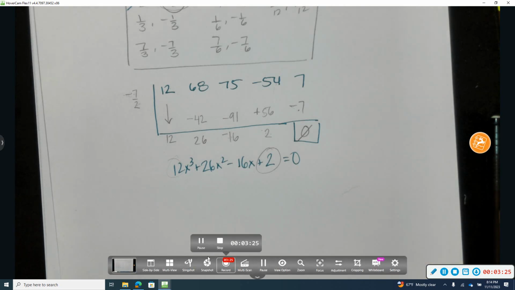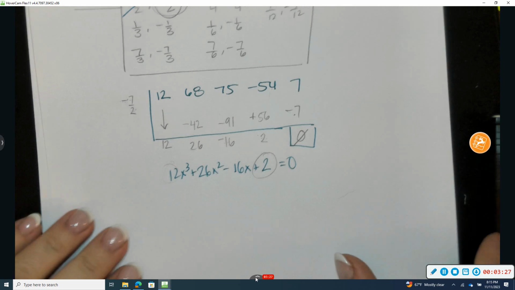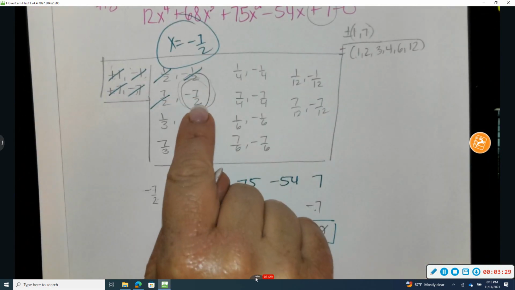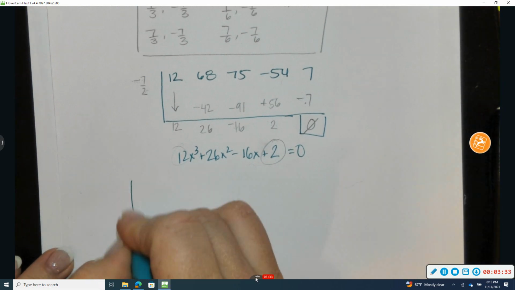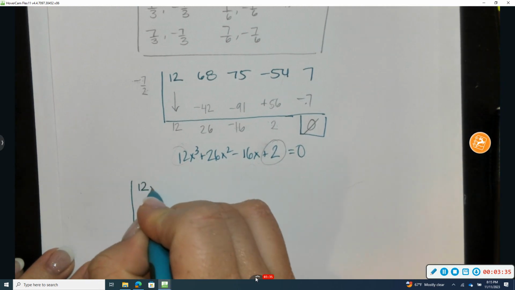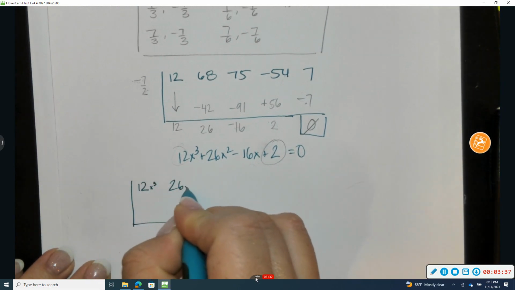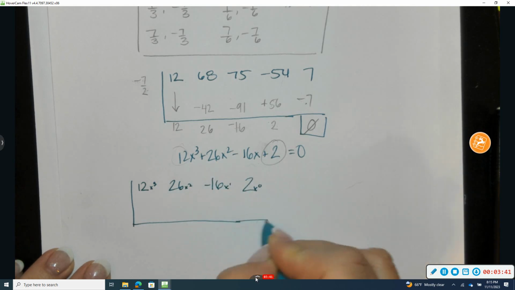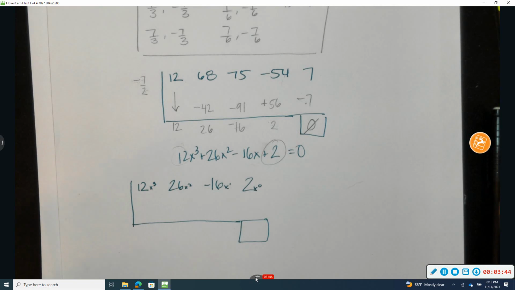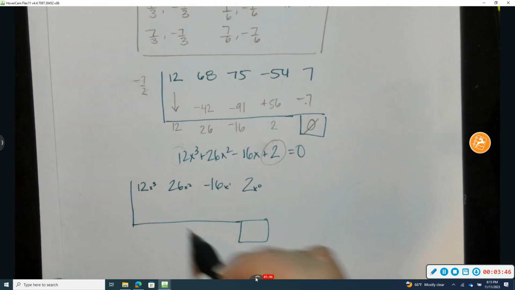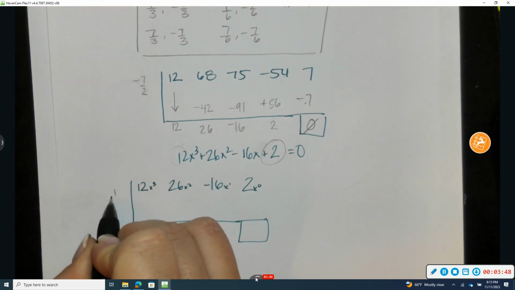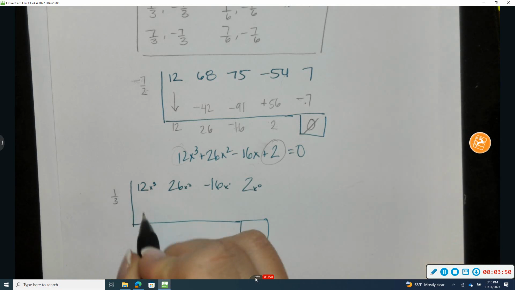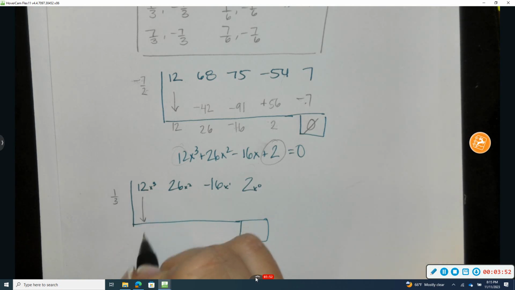Let me move this. Okay, again, I've tested all these. I'm going to try 1/3, negative 1/3, and just keep rolling with it. All right, so I have 12x to the third, 26x squared, negative 16x to the first, and 2x to the 0. And I'm looking for an output value of 0. I better use pencil so I can erase this. We're going to start with 1/3. So I'm dividing everything by 3 when I'm multiplying.